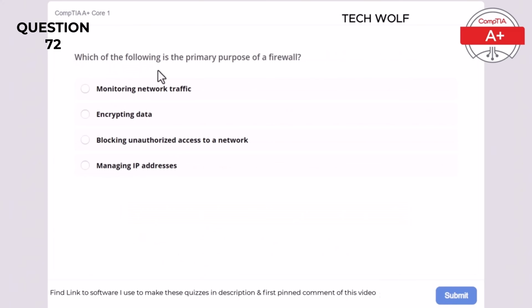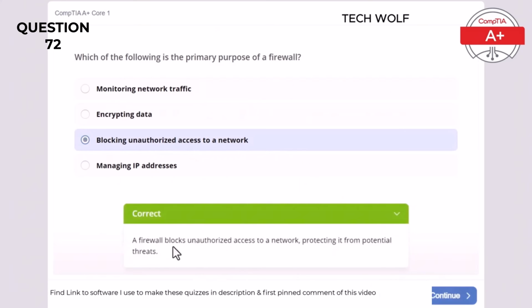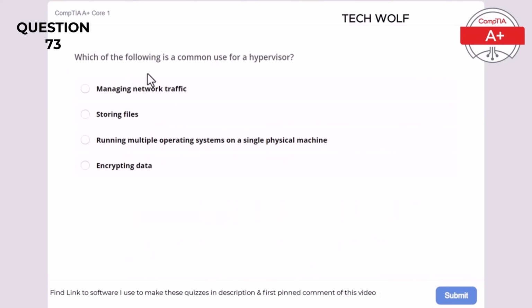Which of the following is the primary purpose of a firewall? Monitoring network traffic, encrypting data, blocking unauthorized access to a network, or managing IP addresses. And the correct answer is blocking unauthorized access to a network, as a firewall blocks unauthorized access to a network, protecting it from potential threats.